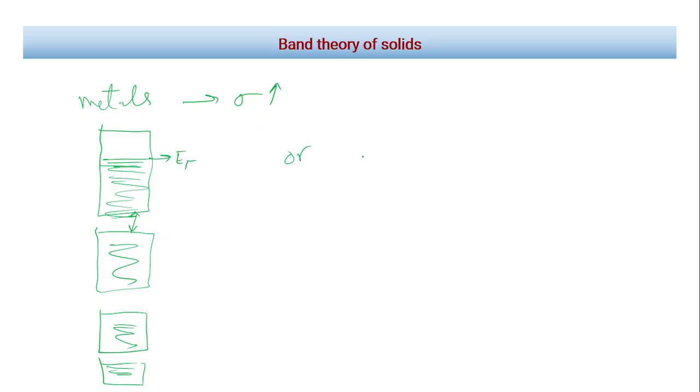Also, in metals, sometimes it happens that the conduction band, the unoccupied band, and the valence band, the occupied band, overlap. In this situation, you see the lowest of the conduction band and the topmost of the valence band, this is higher than this, so electrons can easily go to the conduction band. This is the situation that we see in metals.